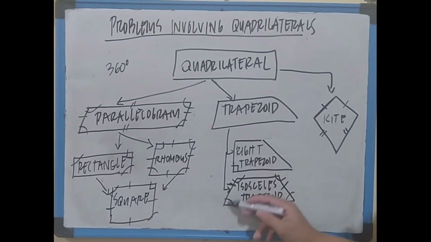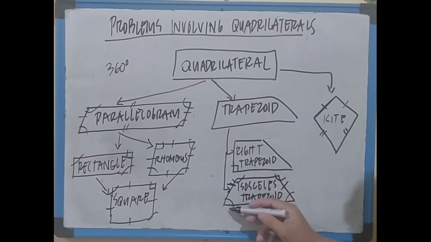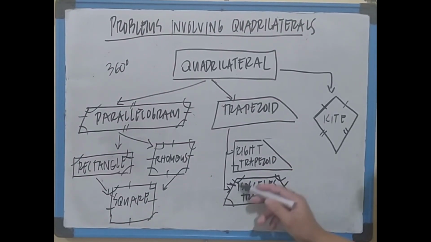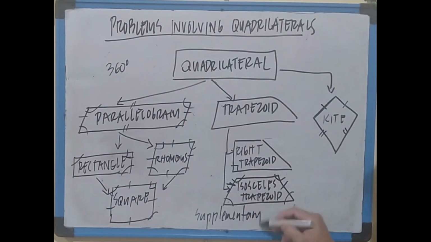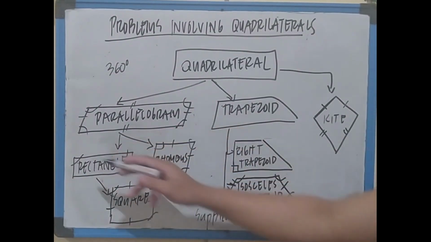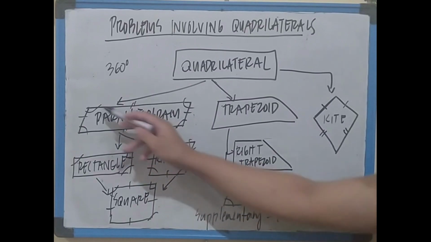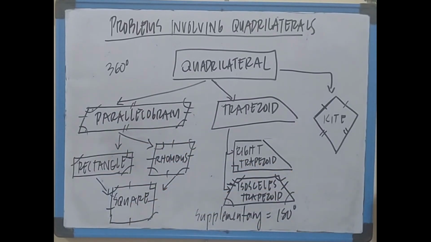Yung dalawang angles na nasa side ng isang isosceles trapezoid here, yung kung saan adjacent niya yung parallel sides, ang equivalent nito guys ay supplementary. Okay, pag sinabi nating supplementary, that is equal to 180 degrees. Okay? So, tandaan niyo palagi yan. Same with the parallelograms, they are all supplementary. So, magkasunod. Okay? So, 180 lang yan.